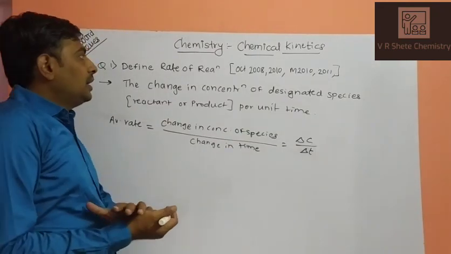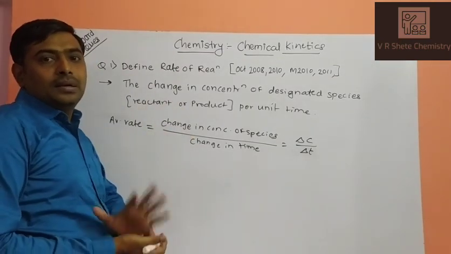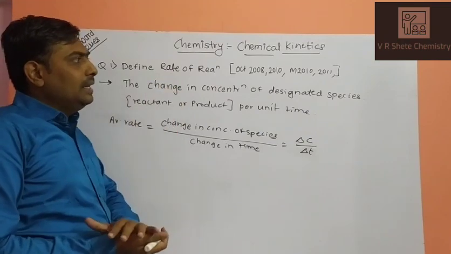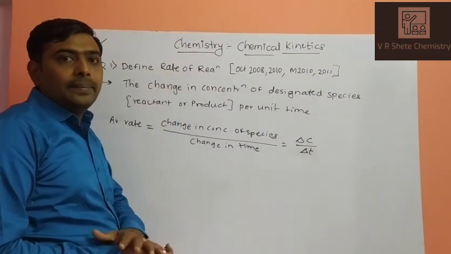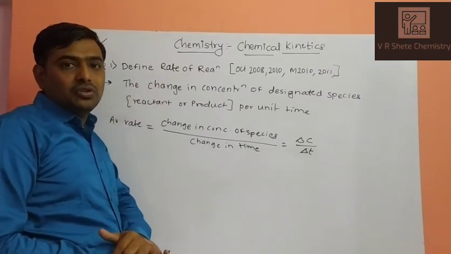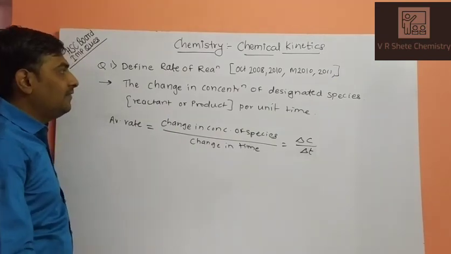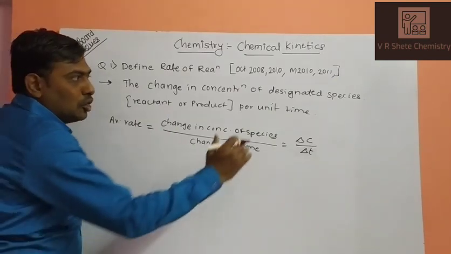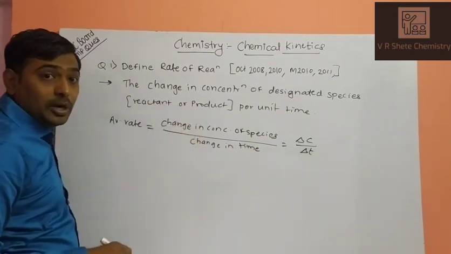First question, define the rate of reaction. This question may come as a simple question or directly as a definition, or sometimes it is attached with another question, meaning define the rate of reaction and derive the equation for first order reaction. So we will discuss the definition first. Definition: the change in concentration of a designated species, that is your reactant or product, per unit time.